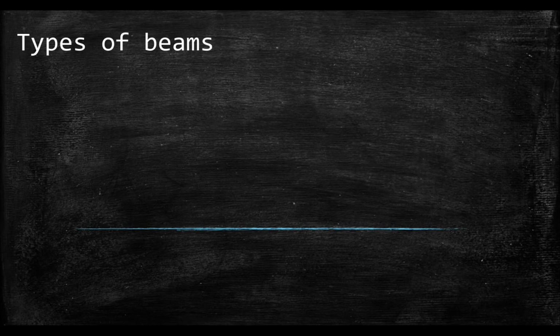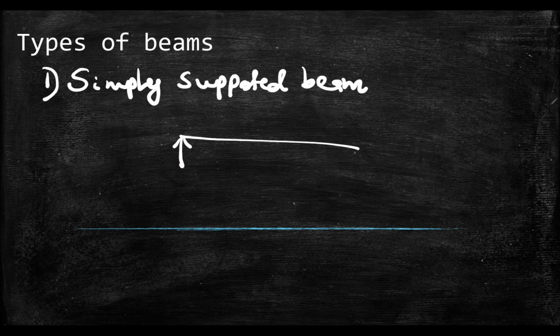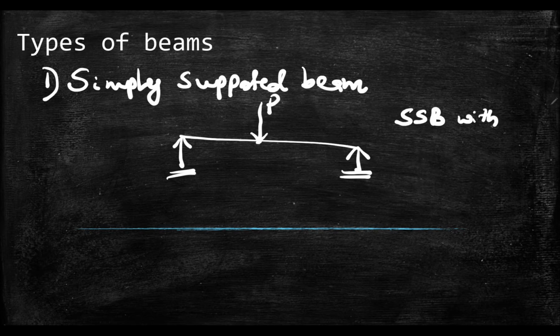So based on the types of supports, the beams will be classified into various types. Example, simply supported beam. If you have a beam supported both ends by using simple supports, this is called as simply supported beam. So I can apply the load, the point load. See, this is called as simply supported beam with point load.